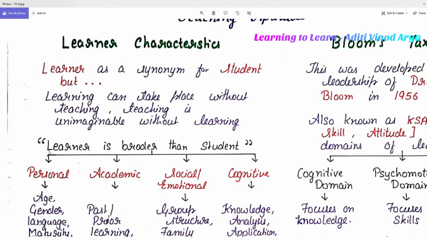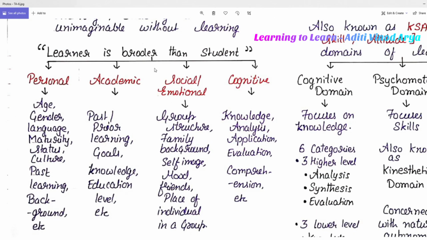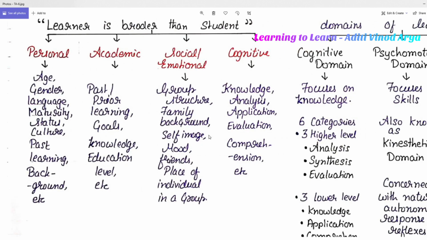Okay, so of course a learner is always broader than a student, as it is said here. So a learner will have certain kinds of characteristics. These characteristics can be classified into 4 different types, that is personal, academic, social or emotional, and cognitive. The first one is personal. Personal means it is related to the individual learner, what he feels, what he is, what are his personal characteristics, like his age, his gender, language, maturity, nationality, status, culture, past learning, background, economic condition. All these are personal characteristics of a learner which will actually impact the learning process.